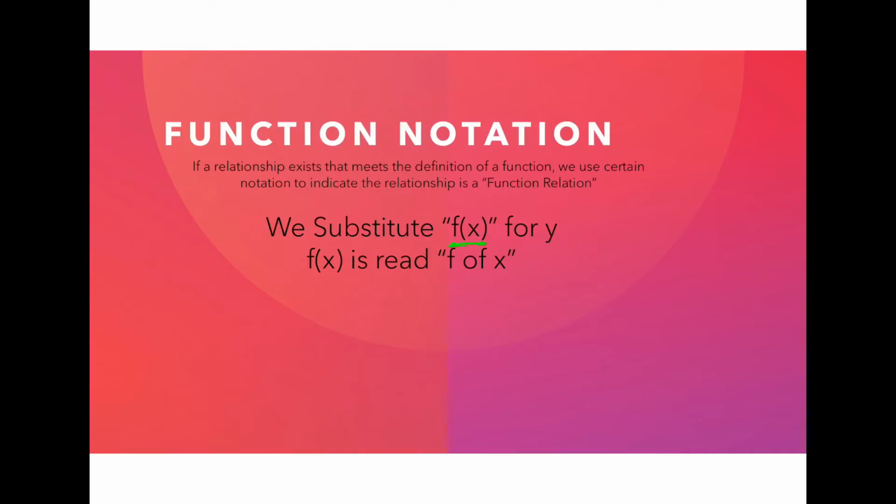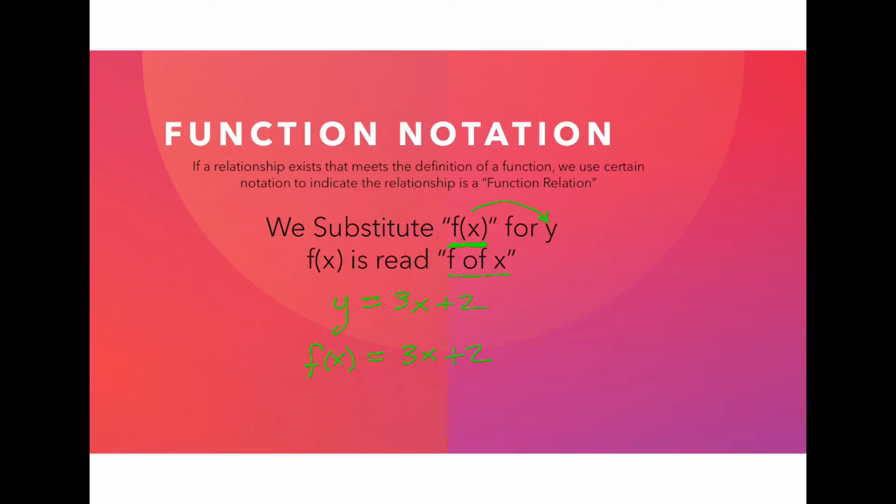What we do is we take this symbol, f with parentheses and an x, and substitute that for y. We read this as f of x. So, for example, let's say I had an equation here that I knew was a function, y equals 3x plus 2. If I know that this is a function relationship, instead of y, I could put f of x in its place, and we simply write it like this.